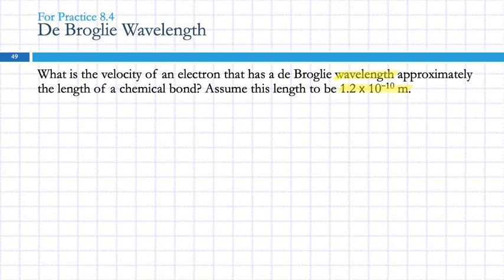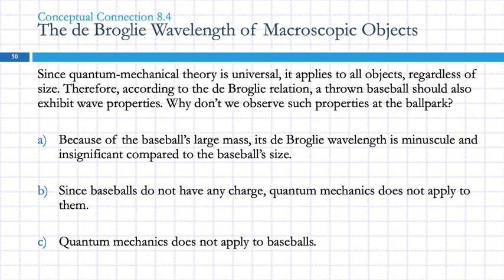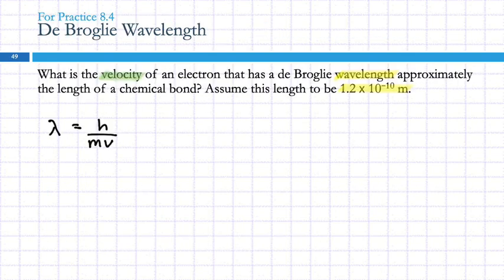What are we trying to find? We're trying to find the velocity. Okay, so we're going to use the de Broglie relation. The lambda, the wavelength, is equal to h over mv. Oh, I thought maybe I had the mass of an electron there.